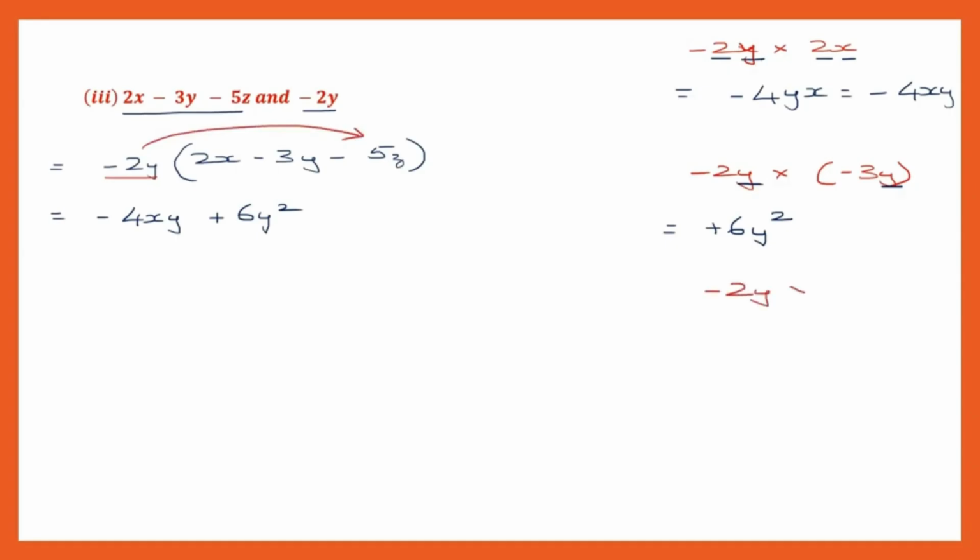Minus 2y into minus 5z. So here first the signs, minus into minus is plus. Then the numbers, 2 5s are 10. Then we have one y here and one z here. So that is yz. So let's write that plus 10yz. Again, they're all unlike terms. We cannot add or subtract. So this is our answer.